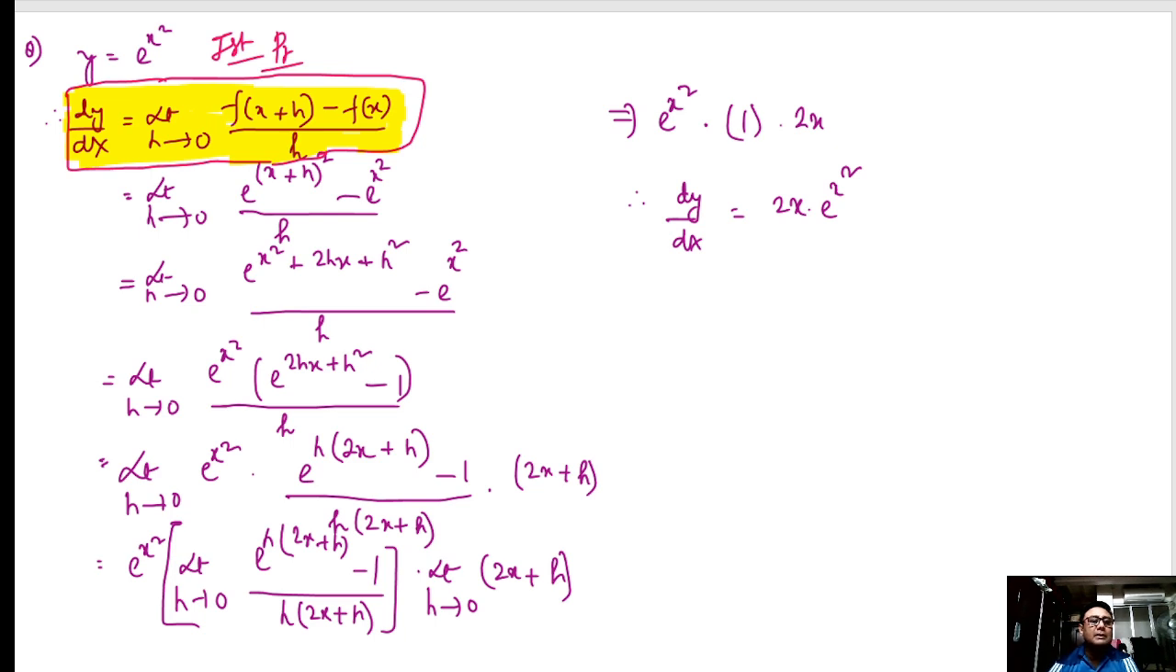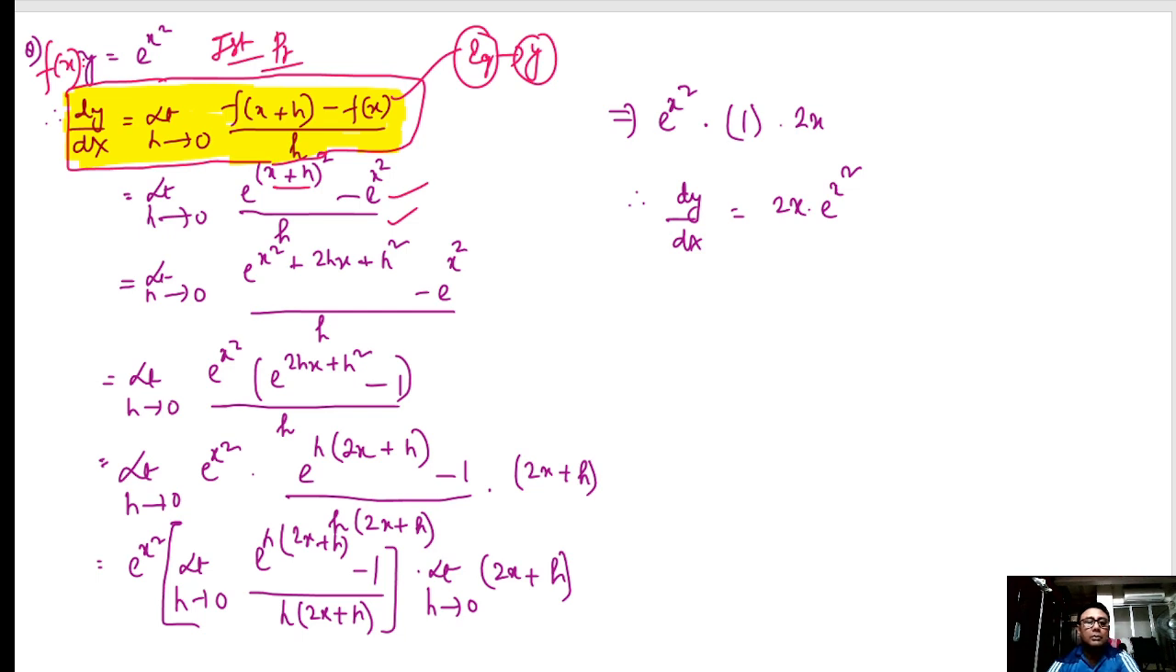Now f(x) is your original equation. That means here f(x) is the y equation. So let's see here: limit h tends to 0. This y is the f(x). So if f(x) is e to the power x square, f(x plus h) will be e to the power (x plus h) whole square. In place of x I will put x plus h, minus f(x). So this is our f(x) by h.